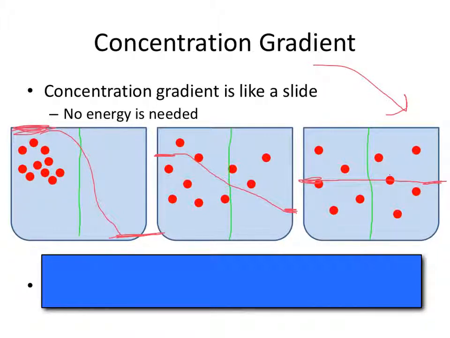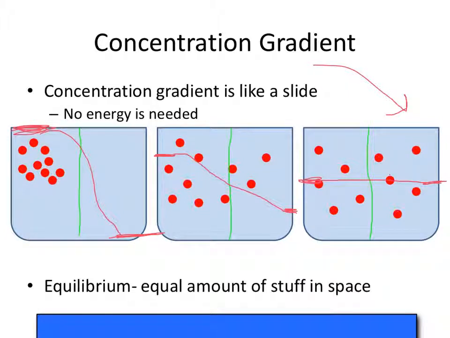Or you could almost think of it like a seesaw, right? Right now it's perfectly level, it's perfectly balanced. As soon as one dye molecule moves over here, now we're going to be slightly out of balance, and so things are going to move back and forth to keep things balanced. So this last beaker is in a state of what we call equilibrium, where we have an equal amount of stuff in space. So this one here is in equilibrium.